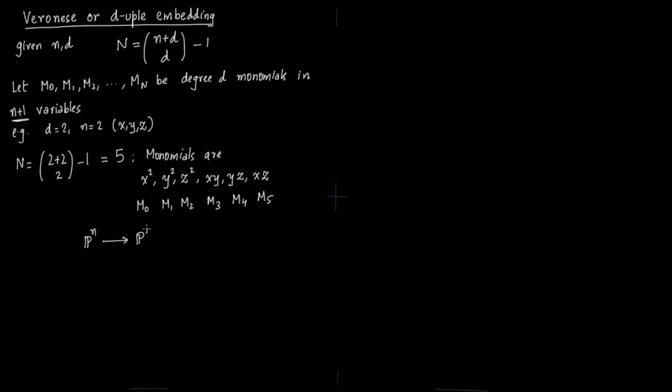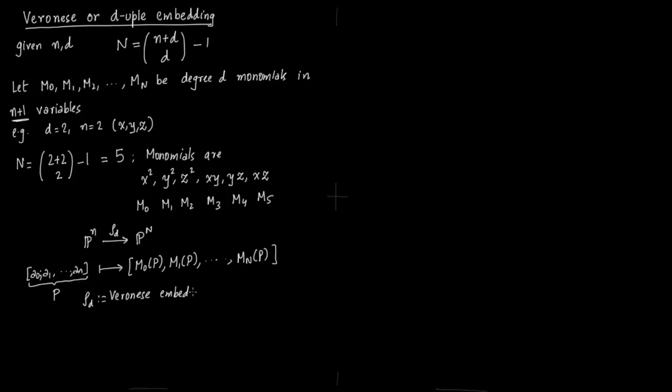So you have this map from Pn to P capital N. So you have this A0, A1 all the way to AN. So call this a point P, and this gets mapped to this monomial m0 evaluated at P, m1 evaluated at P, and so on to mN evaluated at P. So this map rho d is called the Veronese embedding or tuple embedding.